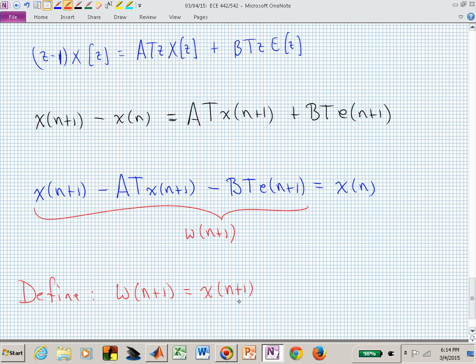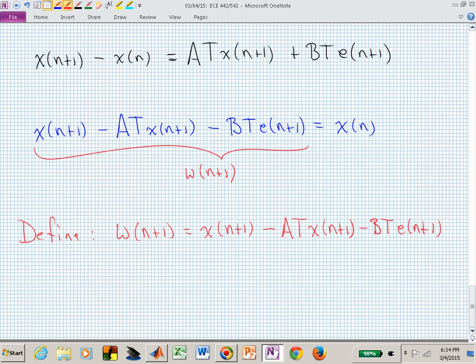If I would have written it that way, it would have been easy, right? You know they have to be compatible if they're in the same equation. One's on one side and one's on the other. This is minus AT X of n plus 1 minus BT E of n plus 1. And all of that is, in fact, equal to X of n. Really, W of n plus 1, which we will use a little bit later, is X of n by what we had defined up above.